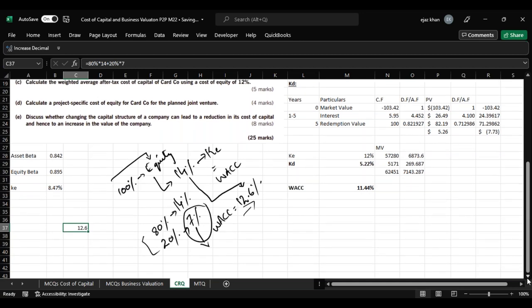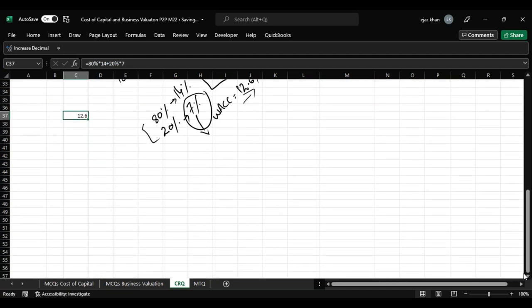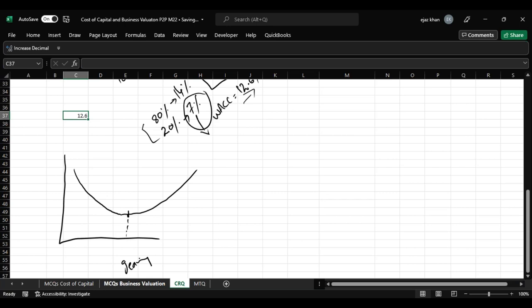And the relationship can be shown with the help of this graph. Let us assume that the gearing level is on the x-axis. So when the gearing increases, the WACC will be decreasing, but after a certain point, it will start increasing again. So according to traditional theory, there will be a point where the WACC of the company will be minimum. That is, your cost of capital will be minimum. And at whatever gearing you achieve this point, that point will be called optimum capital structure.